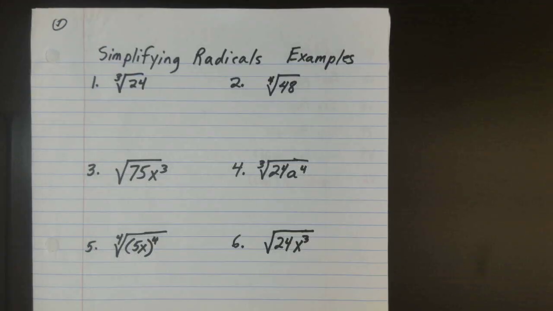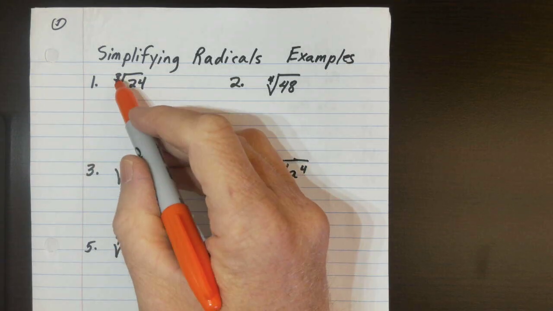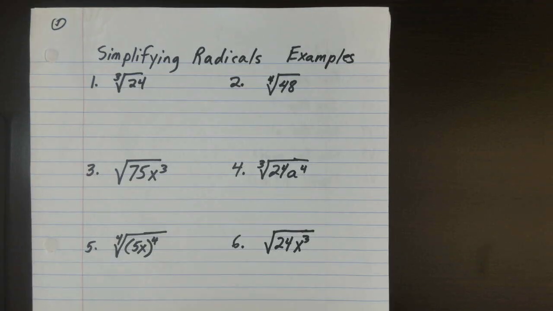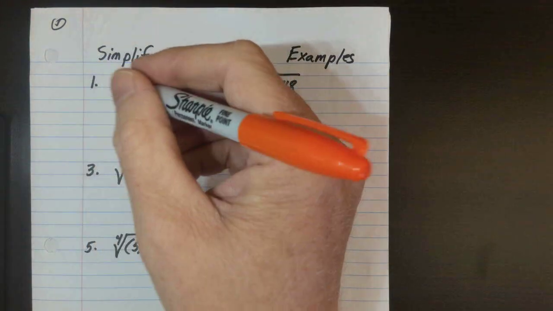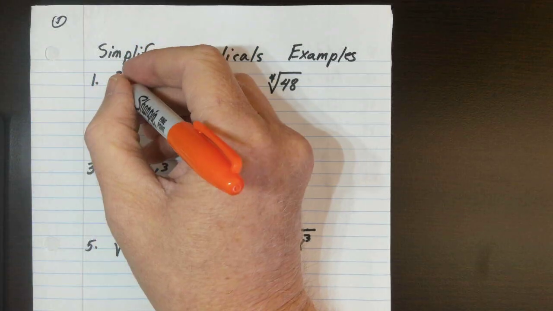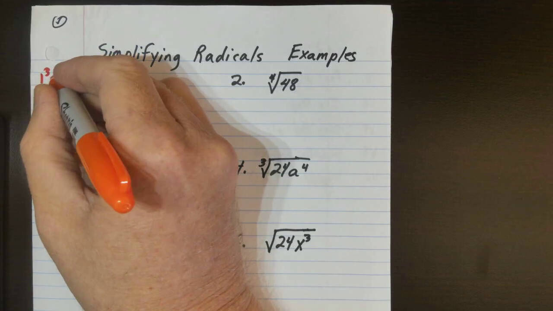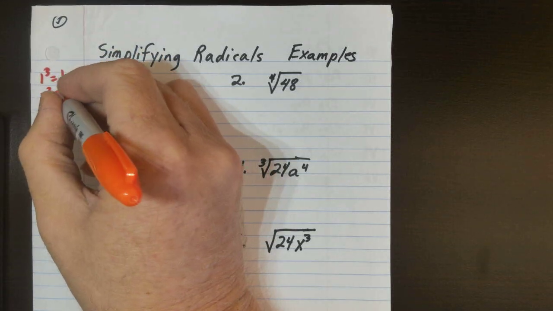Hi everyone. We are now working on simplifying radicals, and we've got some examples here. What I'm going to focus on is getting a power that's the same as the index as much as possible. So what I mean there is breaking up 24, and if this is a third root, I want to look for third powers. So like 1 to the third power is 1, 2 to the third power is 8.